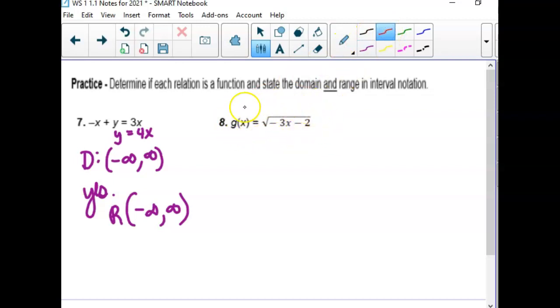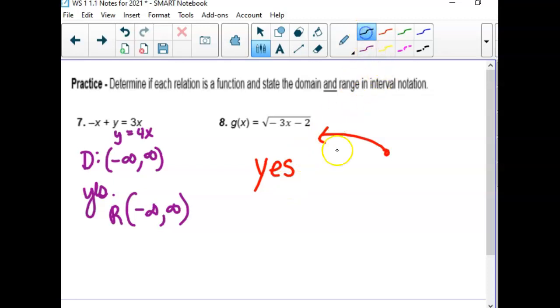This you could graph on your calculator to see what the graph looks like. I think it's going this way, but it looks like this shape. Does that fail the vertical line test? Is that the right shape or do I have it backwards? That's good, okay. Does it fail the vertical line test? No, so is it a function? Yes, it passes the vertical line test.